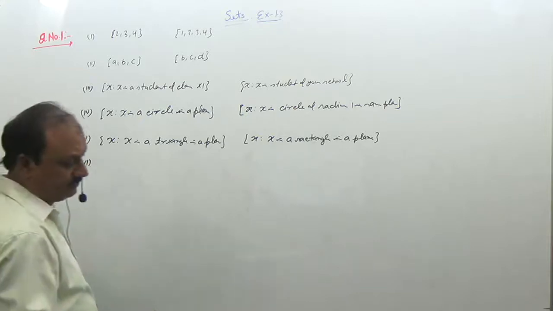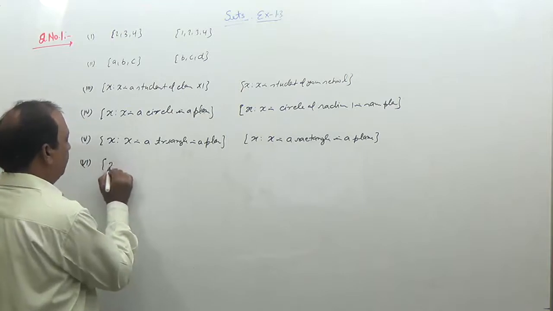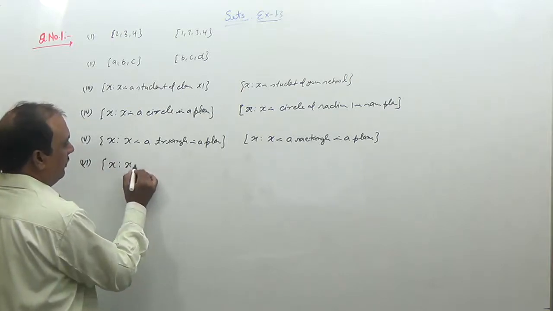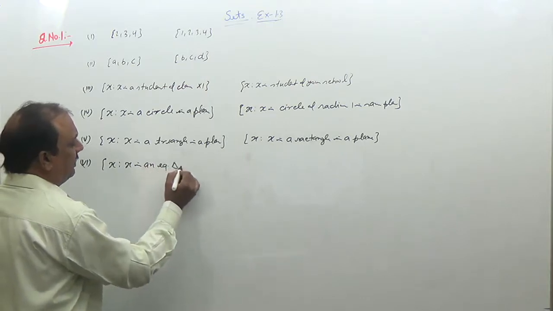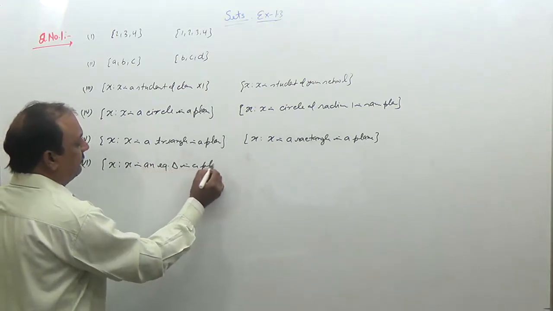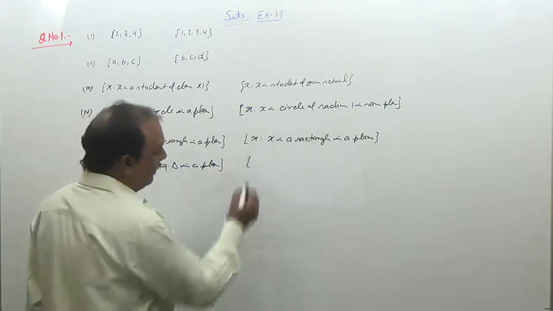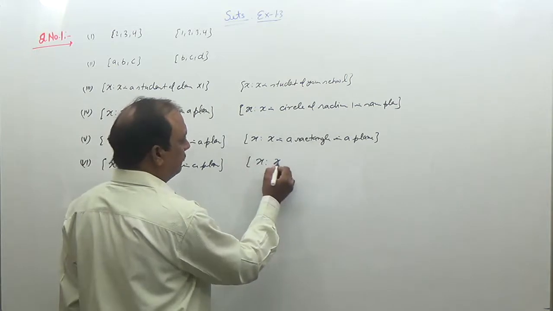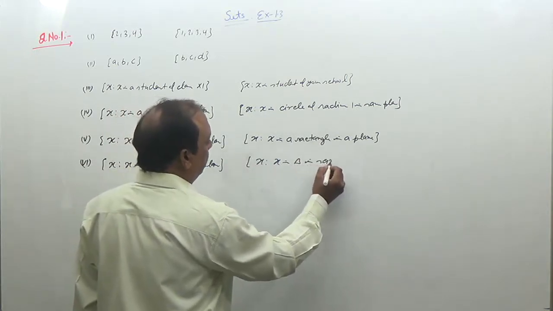Sixth one. X is an equilateral triangle in a plane, and the second set is X is a triangle in the same plane.